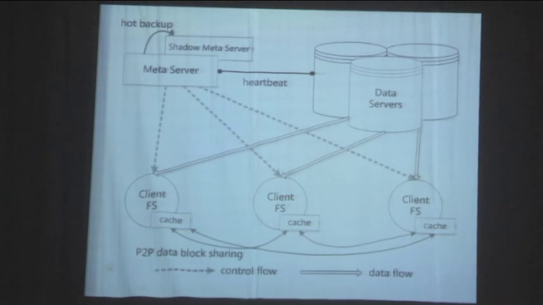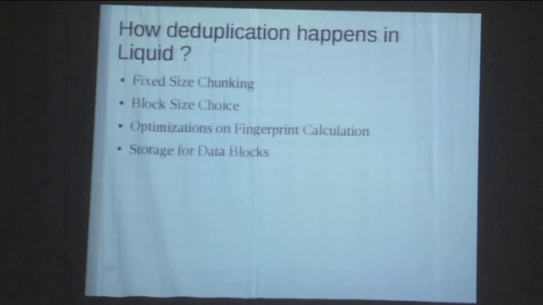When the VM image is accessed, the Liquid client accesses the metadata from the meta server and the data blocks from the data server, and provides an integrated layer for the virtual machine. So the Liquid client acts as a layer between your hypervisor and your Liquid data blocks. So how does deduplication happen in Liquid?